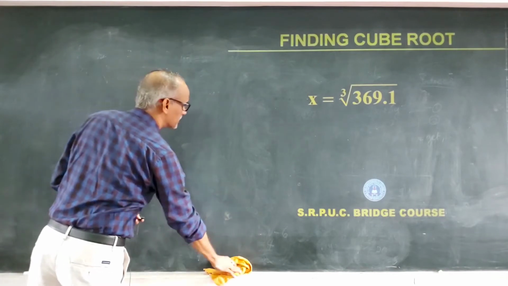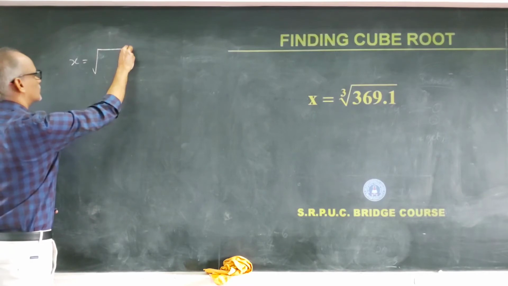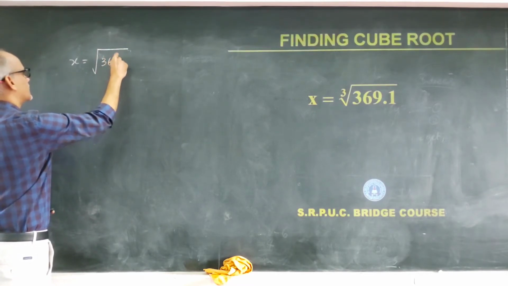So here I have given a number. The number is, I want to find the cube root of 369.1.